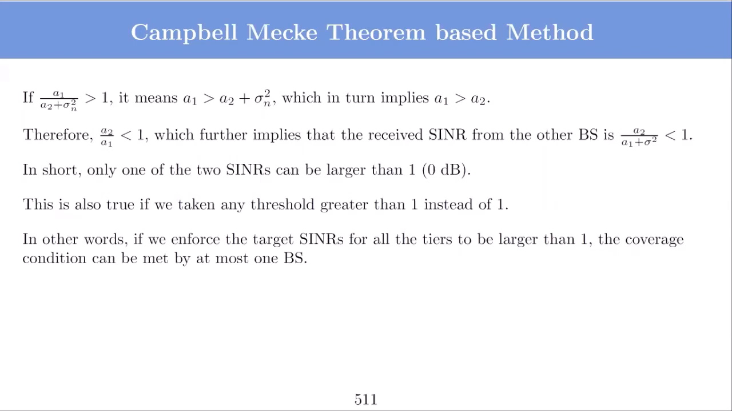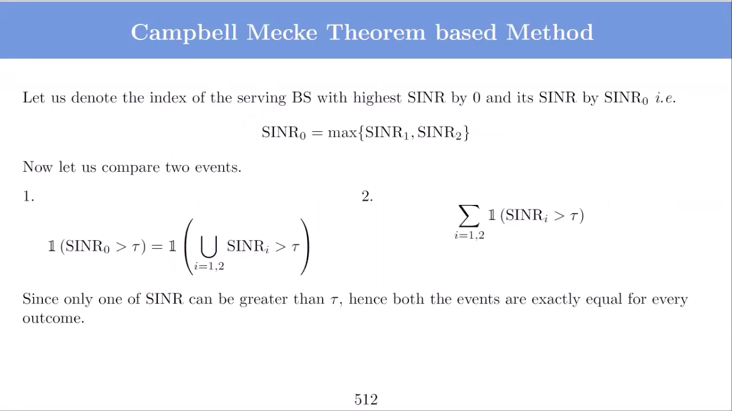So if we want to have the target SINR for all TS to be more than 1, the coverage condition can be met only by at most 1 base station, right? It may happen that none of the base stations give you more than 1 coverage, right? If all are very far away. But if they do, only one can give you more than 0 dB coverage.